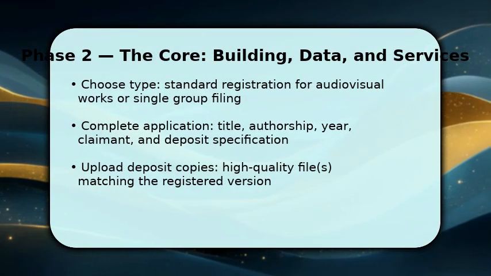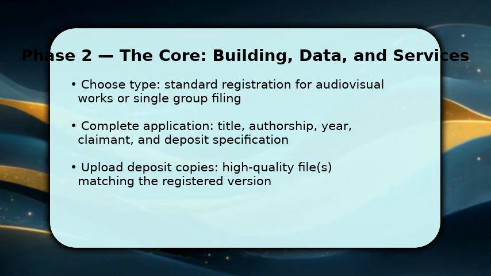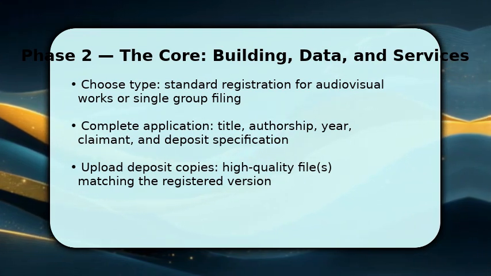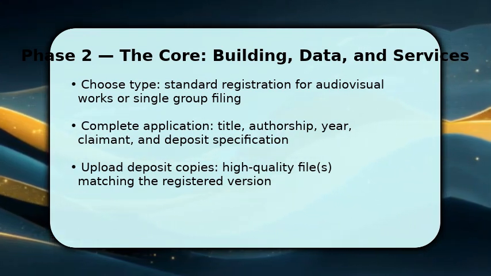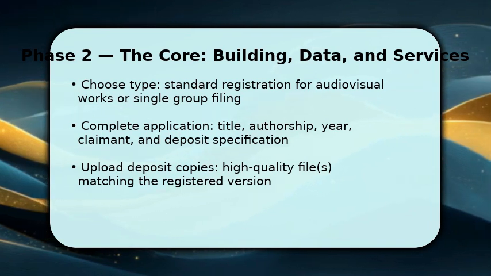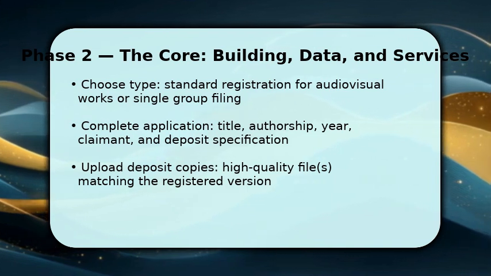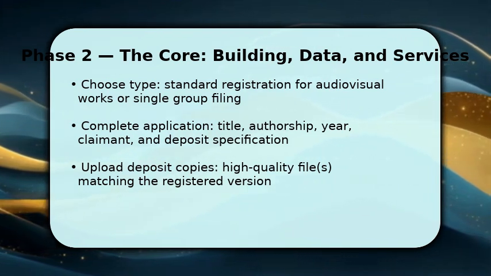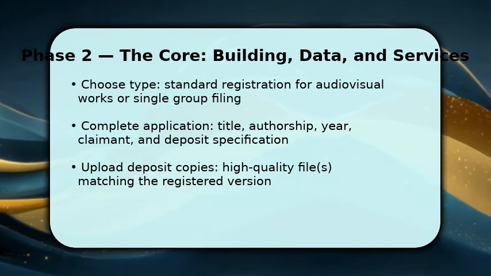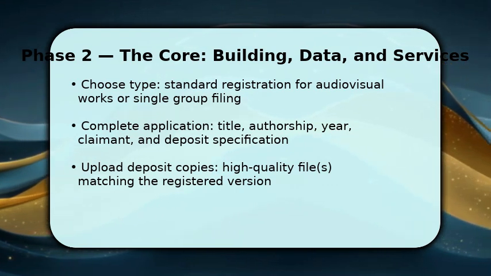You next file a formal registration with the Copyright Office. Pick the correct category for audiovisual works, and start the application online. As you fill fields, title, authorship, claimant, double-check spellings and dates because errors delay processing. Then upload the required deposit copy. Use the highest quality export that matches the version on YouTube. Once submitted, pay the fee and save the confirmation. Registration strengthens takedown and enforcement actions, so don't skip this step.